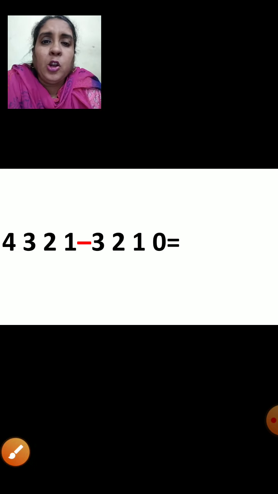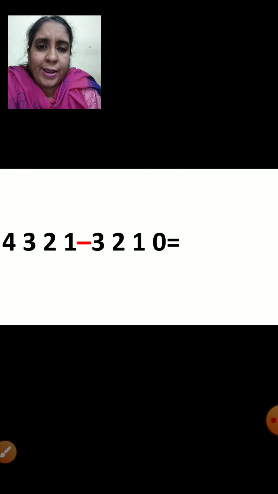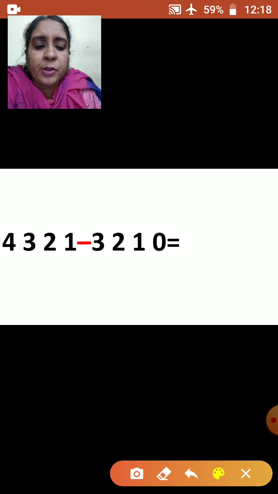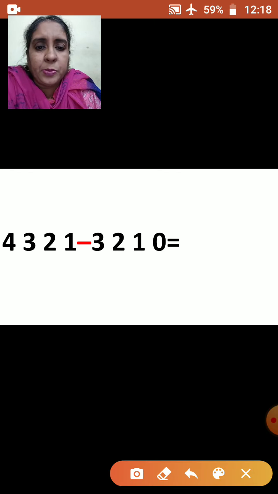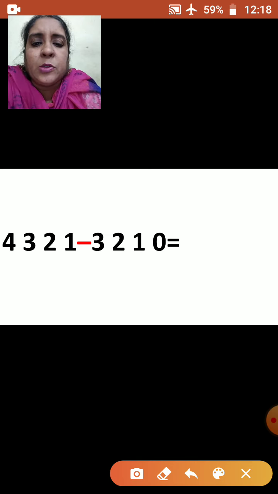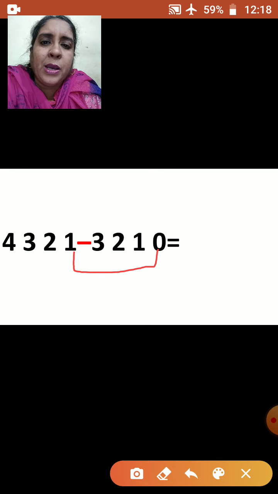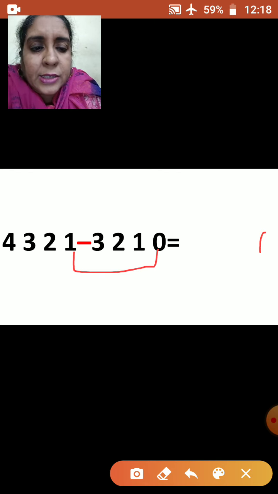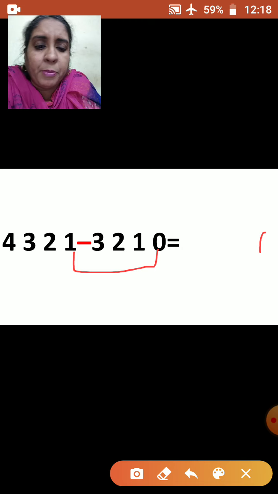Now here also see the question, children. 4321 minus 3210. Now here also we are going to subtract horizontally. So let us start from units place. See the number on units place, 1 and 0. So 1 minus 0 will be how much? Yes, 1 minus 0 will be 1, because out of 1 you are not subtracting anything. 0 is nothing. So you will get the number only.